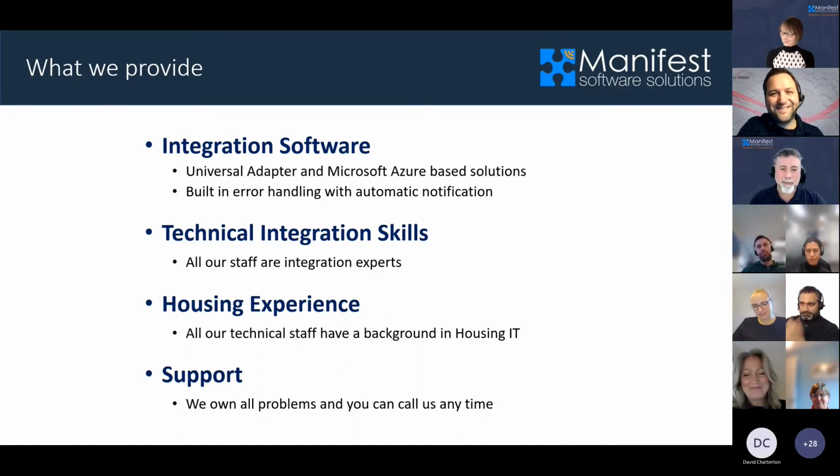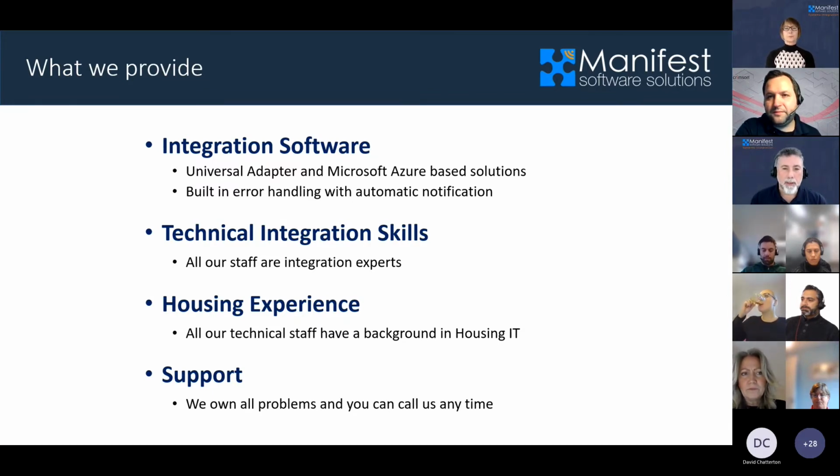But the last one that sets us apart is support. Our belief is that integration can mean you've got a system talking to another system. When something goes wrong, you can end up in a situation of finger pointing. So is it the contractor sending you duff data and that's why it won't load into your housing management system? Or is it that the housing management system has been changed and it's not doing something? So you end up finger pointing.